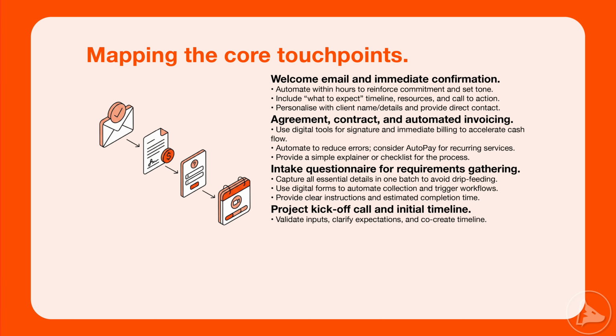Agreement, contract, and automated invoicing. Next, formalize the relationship and trigger the workflow. Use digital signatures for the contract. Then connect it to invoicing so payment happens cleanly. This matters for two reasons. It protects both sides and it signals discipline. Include a clear breakdown of deliverables, payment terms, and what happens next. No mystery steps. If you run recurring services, set up auto-pay from day one. It saves uncomfortable admin later.